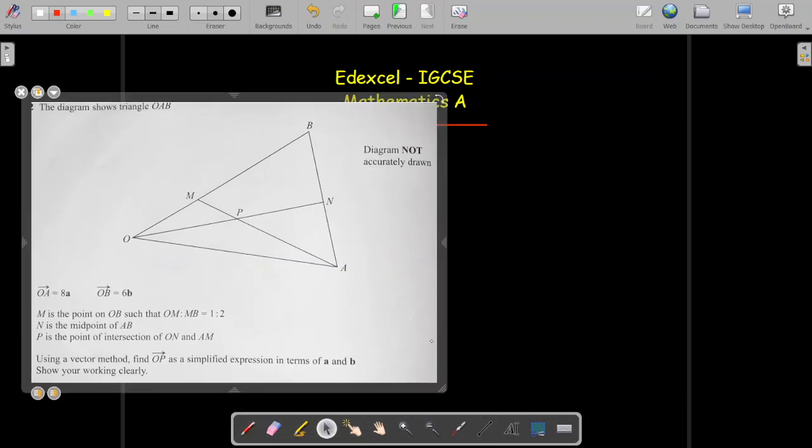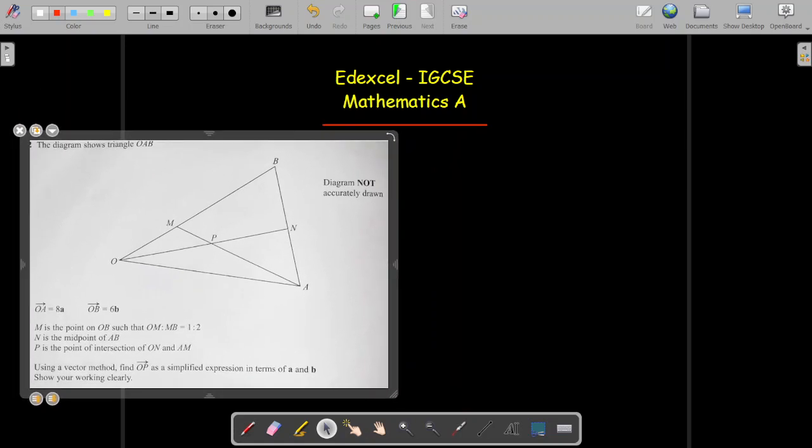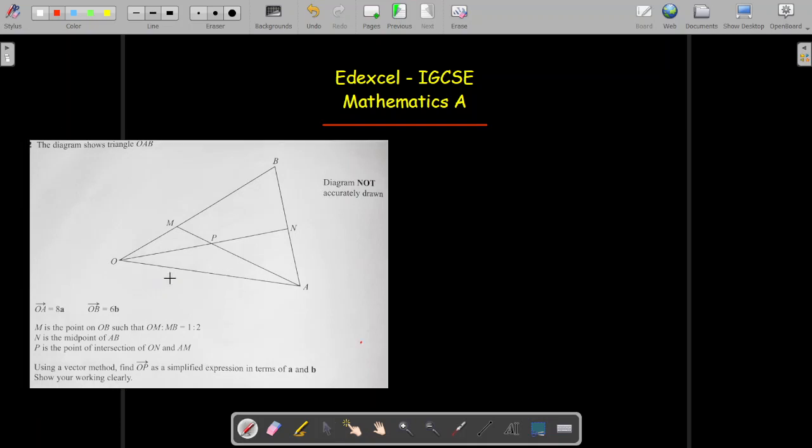The question is like this. It says that this is a drawing where the OA vector is representing a value of 8a. So we're going to sketch a little bit here. OA is representing 8a. Also saying that OB is representing 6b. So 6b is going to be for this side here, OB.